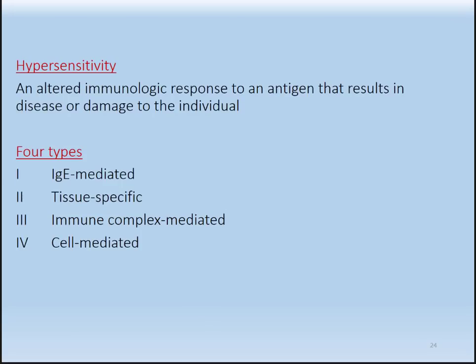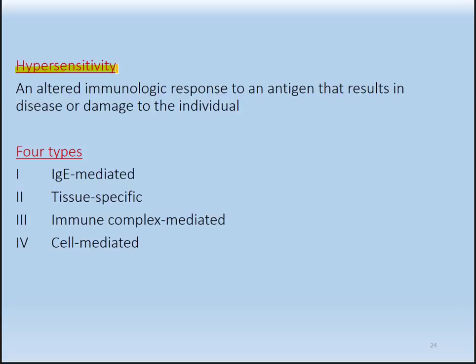So let's move on to our last topic now, where we'll talk about different types of hypersensitivity. The definition, which I'm just going to read right off the slide, of hypersensitivity is an altered immunologic response to an antigen that results in disease or damage to the individual. So you can think of it as our immune system overreacting, hence the term hyper. It's very hypersensitive. So what happens is the antigen comes, the immune system overreacts and ends up causing damage to the body. And there's 4 types.